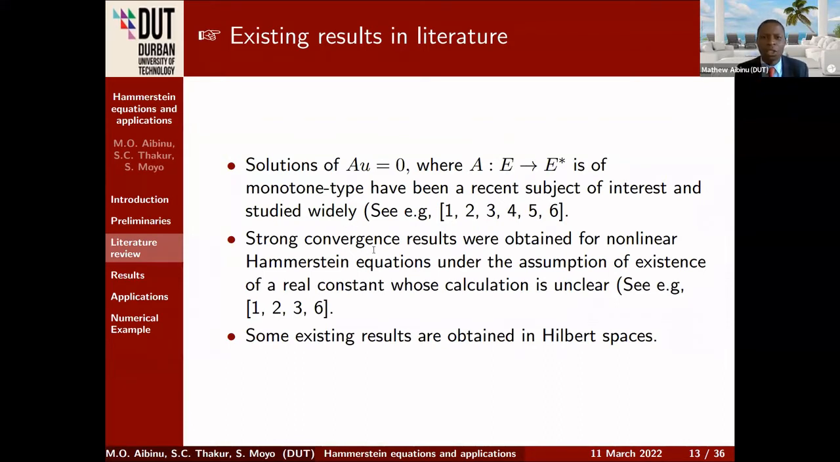Also, looking at the literature, it is observed that strong results were obtained for the nonlinear Hammerstein equation under the assumption of existence of a real constant whose calculation is unclear. That is, most of the results in the literature have been obtained under the assumption that there exists a real constant. How this real constant is obtained is not clear, it is not explained. The literature also confirms that some of the existing results on this topic have been obtained so far in Hilbert spaces.